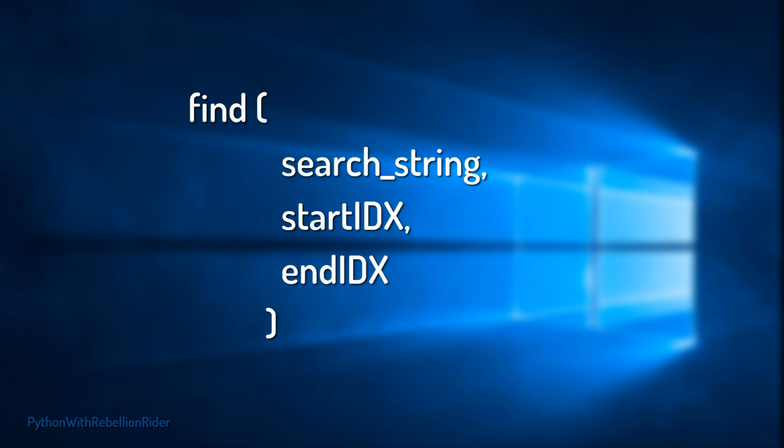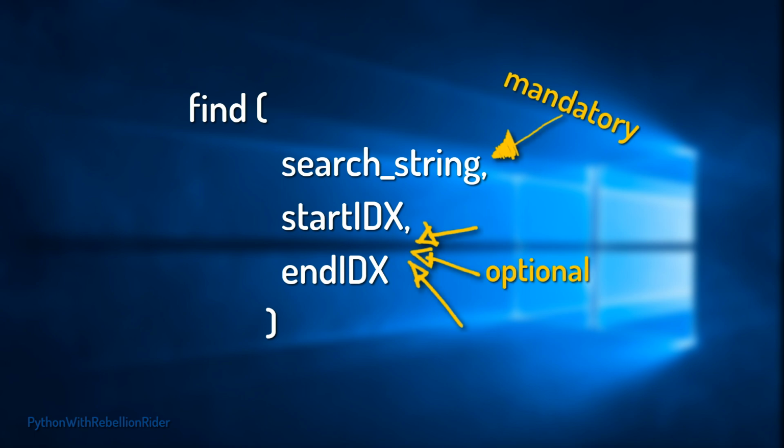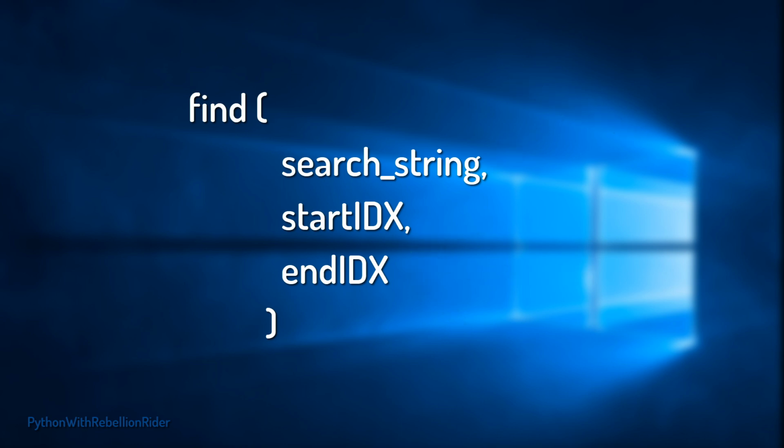Except for the first parameter, which is search string, the other two are optional. If you choose not to specify any of the optional parameters, then the interpreter will use the default values. For example, if you do not specify the start index, then the interpreter will use the default value, which is 0. Similarly, if you do not specify the end index, then the interpreter will assign the default value to it, which is the last index number of the base string with which you are using the function.